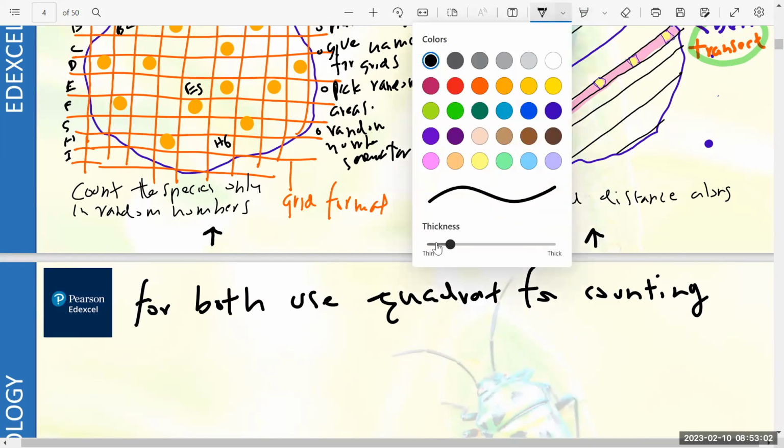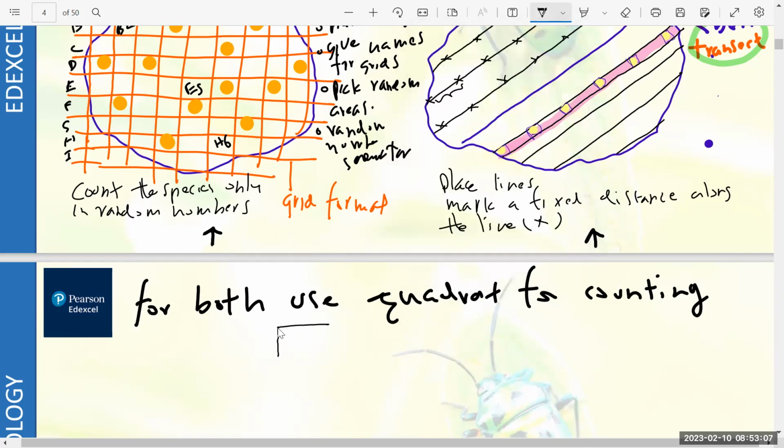Now, what is a quadrant? Quadrant is a square shape, wooden, plastic, or metal, whatever, just like a frame, right? This is just like a frame. And then inside, there are also some divisions like this. It could be 1 meter, 1 meter.